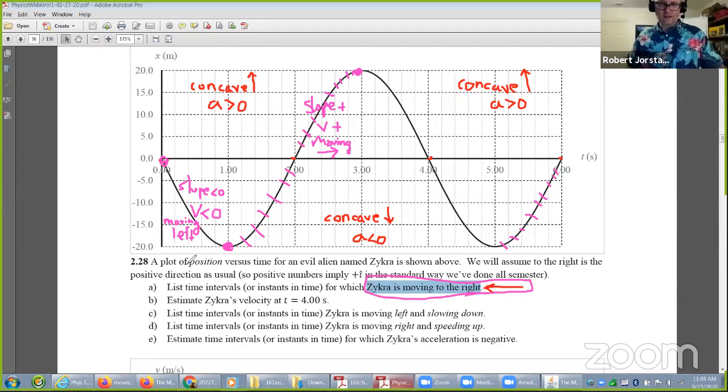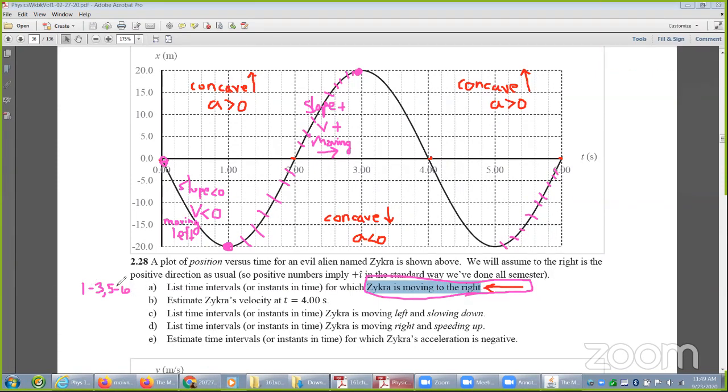And this is what I was saying. Who cares about those time intervals? What did we say? From 1 to 3 and 5 to 6. That's not good enough. What did I forget? Units. Yeah, exactly.